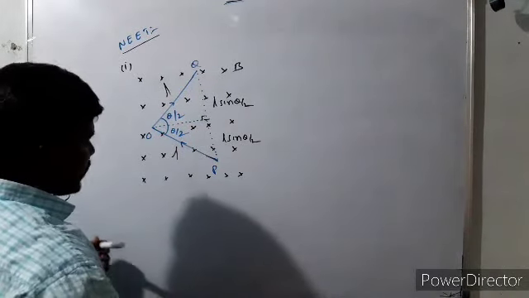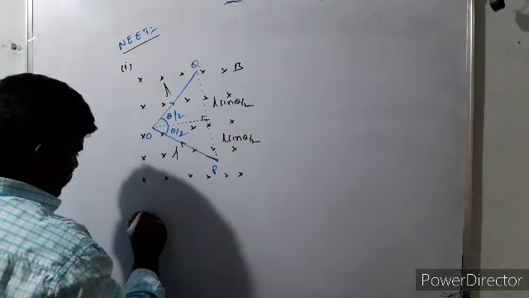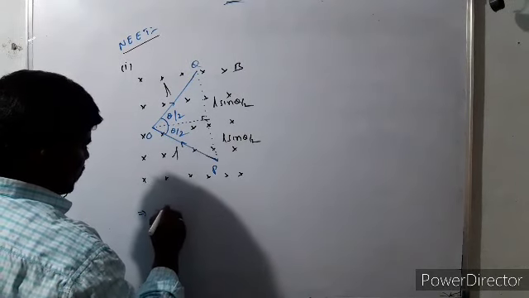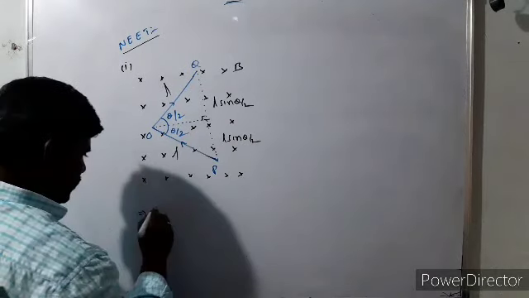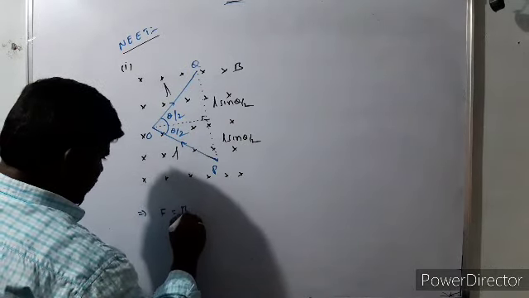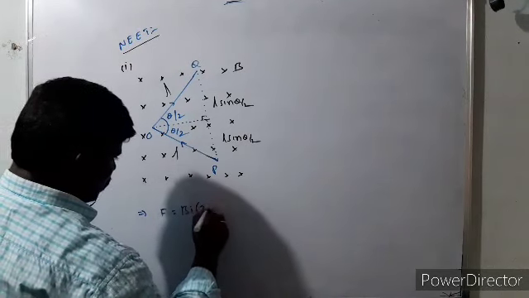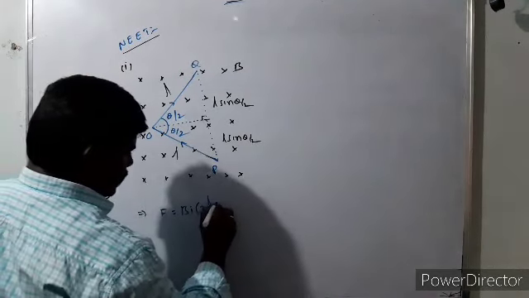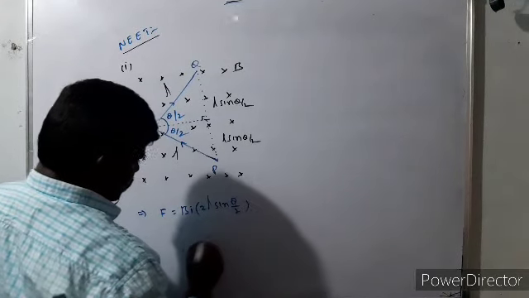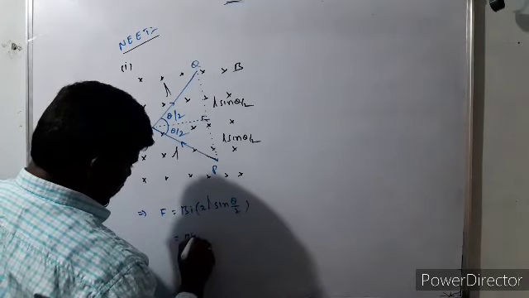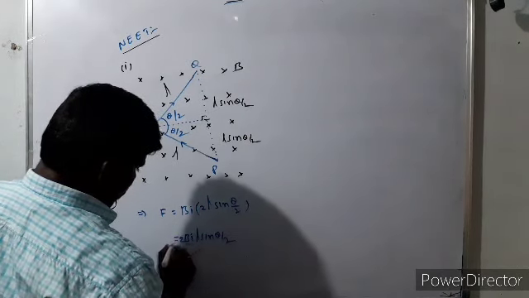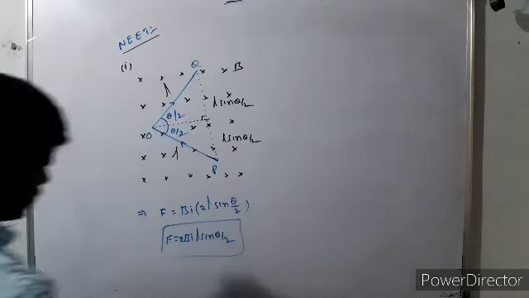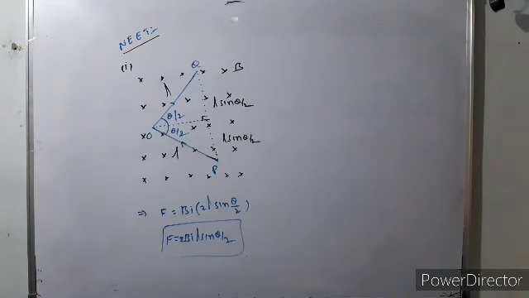Therefore, the distance between points P and Q is 2L sin theta by 2. Therefore, the force on the conductor F is equal to BI into the perpendicular distance between P and Q, 2L sin theta by 2. So we can write 2BIL sin theta by 2. This is the force on the conductor in this case.